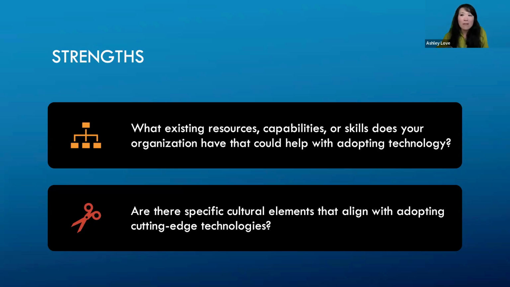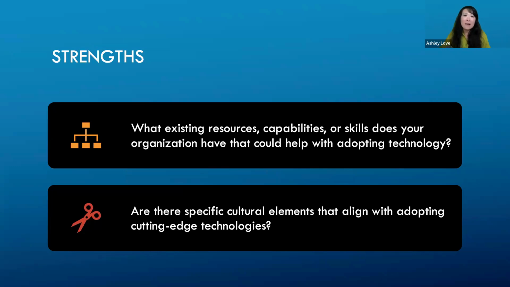Are there specific cultural elements that align with adopting cutting edge technology? I told you that in public health right now in the field, roughly 60% of the people working in the government agencies are retiring. So you can understand that there's a huge generation gap, meaning a lot of the folks in public health have not grown up with technology. So there may be a digital divide where, let's say you're adopting AI in public health, there may be an opportunity or a weakness depending on who you're talking to.